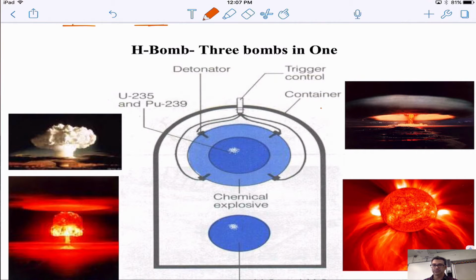Alright, hi everybody. So today I'm going to talk to you a little bit more about fission and fusion, and then we're going to go into half-life. So I just want to wrap up the fission and fusion part of the chapter.